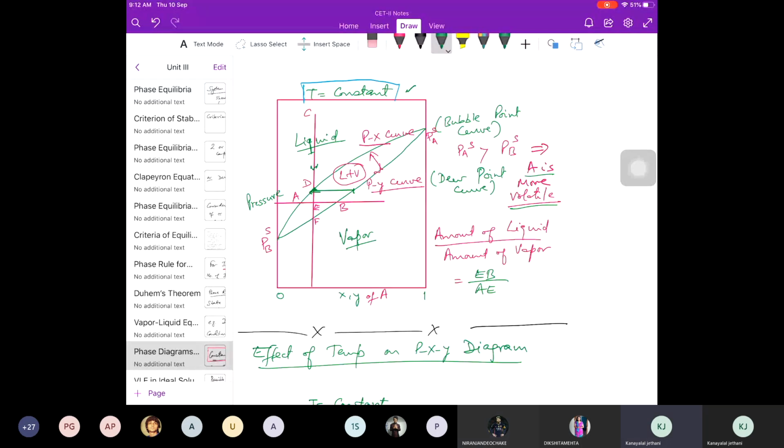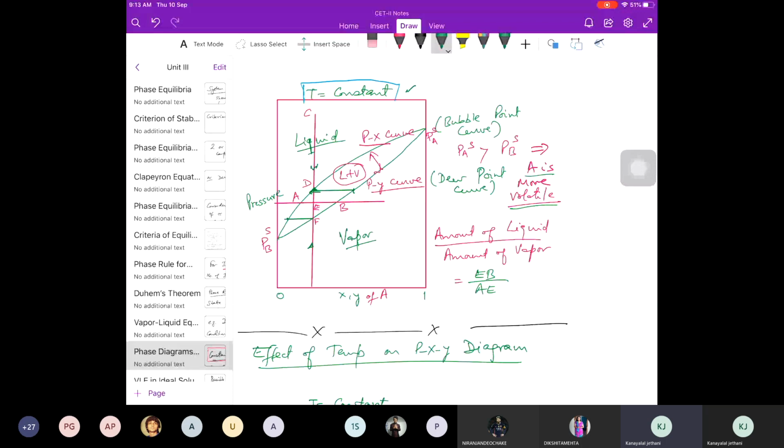dew point में क्या रहेगा? Vapor composition is given. So I'll start from here and increase the pressure till I reach this point, and then I'll draw a tie line which will give me liquid composition, which is given by this thing. So temperature is given, vapor composition is given, I have to find the liquid composition, px curve. So that is dew point calculation. समझ में आ रहा है? Because I am touching the dew point curve and then drawing a tie line from there. Is this understood? Difference between dew point and bubble point calculation.